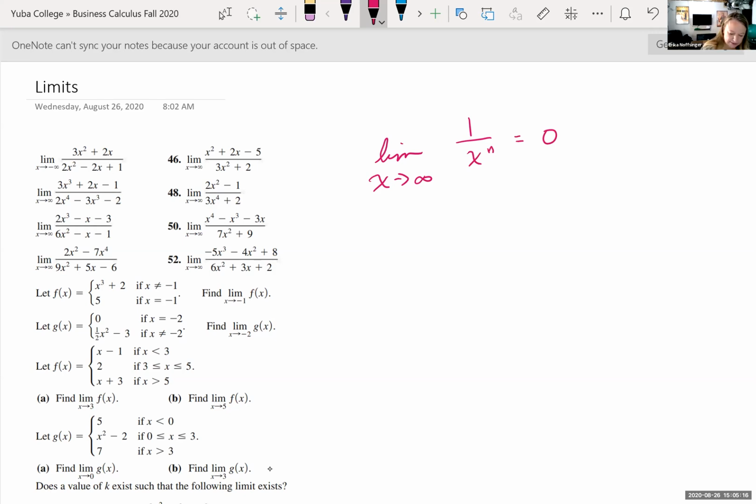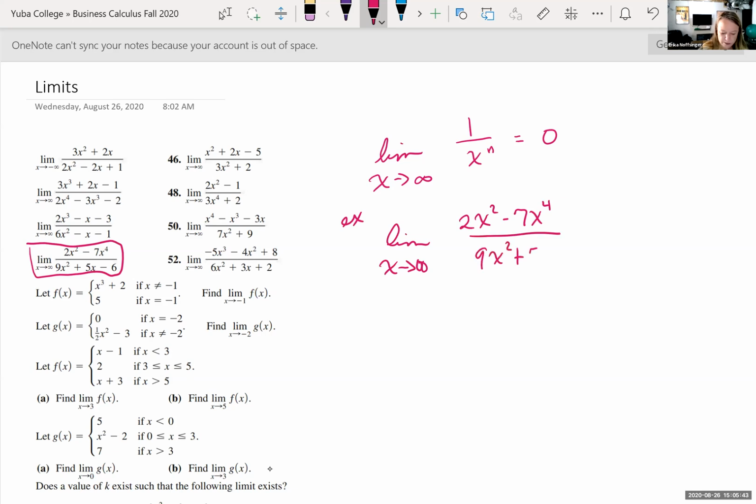So for instance, if I wanted to look at, and I might have pulled some of these problems, I'm sorry if I had. Let's look at this limit as x is approaching infinity of 2x squared minus 7x to the 4th all over 9x squared plus 5x minus 6.